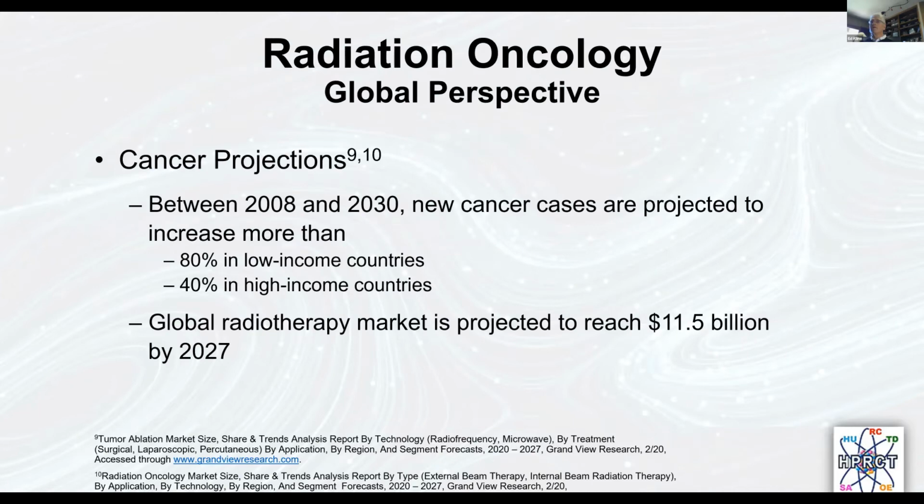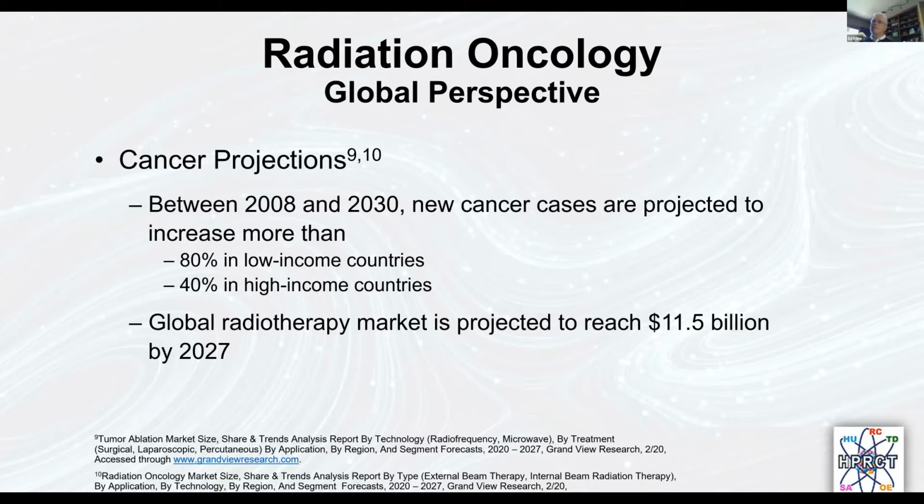Radiation oncology, from a global perspective, as far as incidence: 1 in every 2 men will get cancer worldwide, if not more in underdeveloped countries. In the US, 1 in 2 men will get cancer, and 1 in 3 women will get cancer in their lifetime. And this does not include skin cancer. This is excluding that type of cancer.